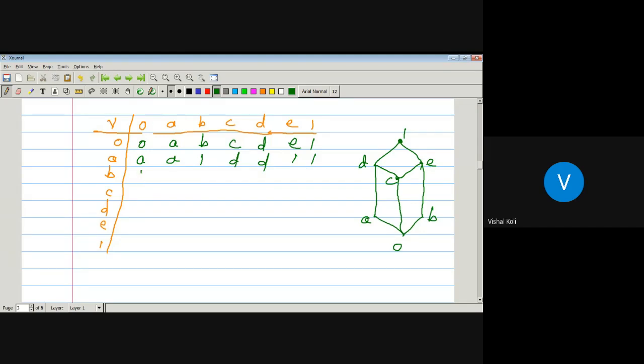B join 0, B. B join A, 1. B join C. What is the join of B and C? E. Here is C. D or E? E. E, sir. E. What is the join of B and C?